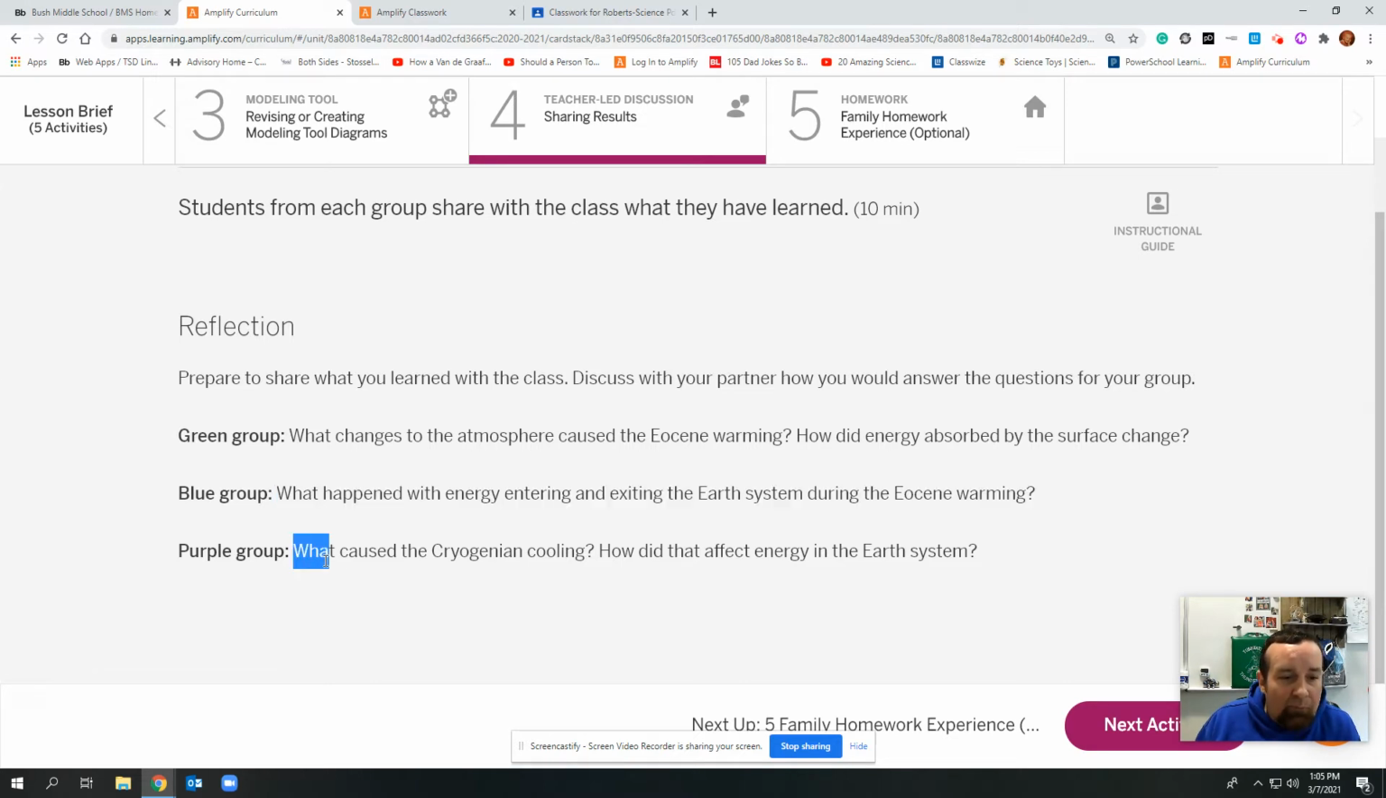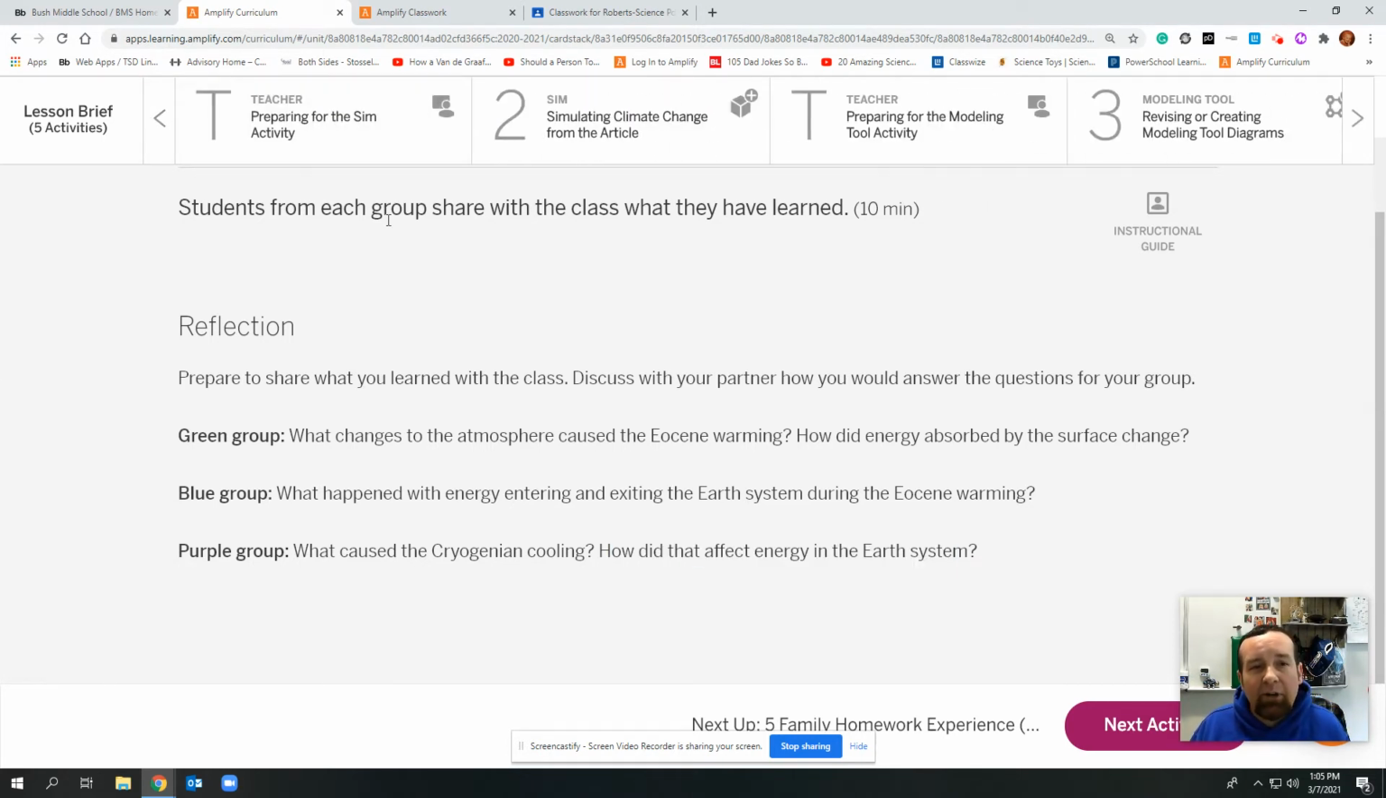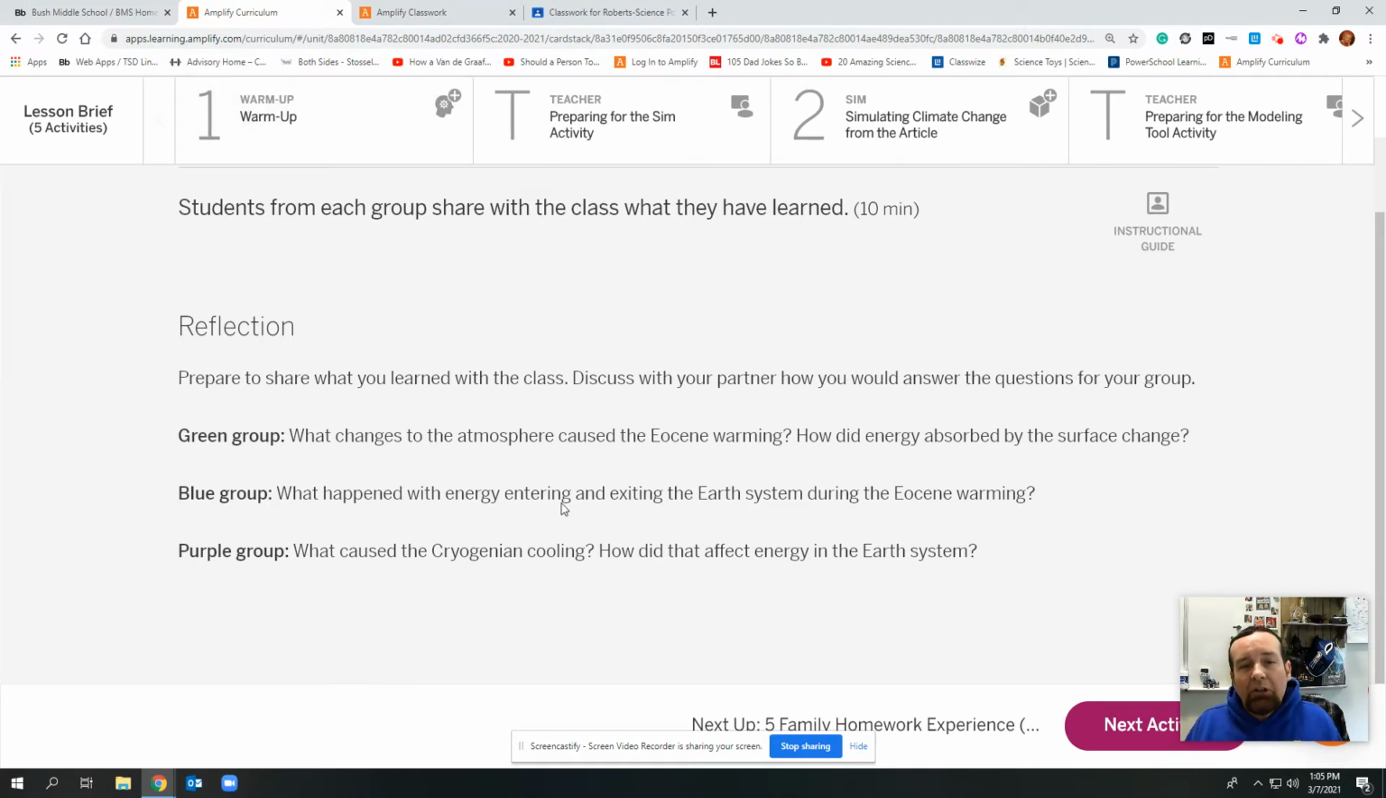And then for my purple group friends, you're going to be focusing on what caused the cryogenic cooling. How did that affect energy in the Earth system? So the cryogenic cooling epoch was when the Earth was a snowball. So blue and green groups are going to focus on the Eocene when it was super hot. Now, friends, as you go through this, use these as your driving questions.